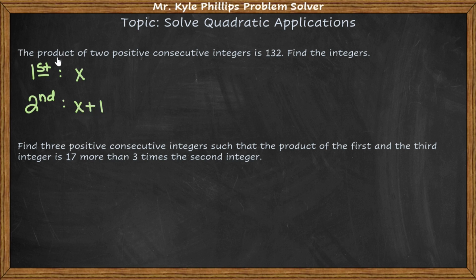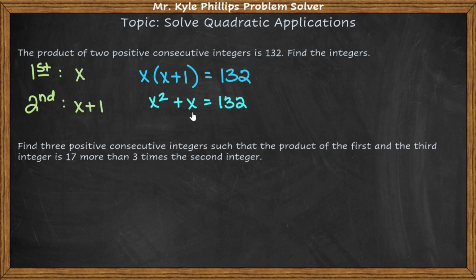Now they tell us the product of these two is 132. Product means multiply. So if I said x times x plus 1, this would give me 132. Well, now I have a problem I can easily solve for x. X times x is x squared. X times 1 is x. This equals 132. Now I can just subtract to get my quadratic: x squared plus x minus 132 equals 0. Now here's the quadratic to solve for.